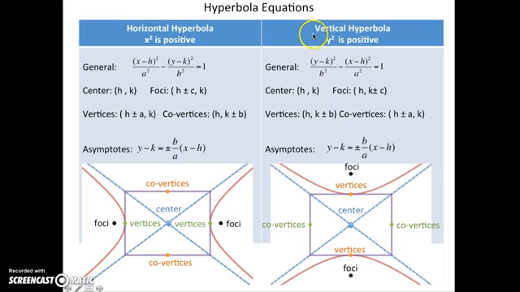To get a vertical hyperbola, we'll have the y squared term as the positive. So this time (y minus k) squared over b squared comes first, and then we subtract (x minus h) squared over a squared. But then finding the center, the focal points, the vertices, covertices, and the asymptotes are the exact same. The only difference is it's going to open up and down instead of side to side.